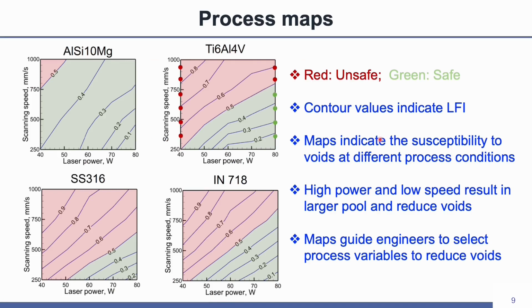The calculated values of lack of fusion index under various process conditions for different alloys can be used to generate the process maps. On the maps, the red region is unsafe. It means there is a high chance to form the lack of fusion defect. However, the green region is safe for the defect. The maps indicate the susceptibility to voids at different process conditions for different alloys. Also, the high laser power and low scan speed can result in larger pool and reduce voids formation. Also, these maps can guide engineers to select process variables in the green region to reduce void formation.